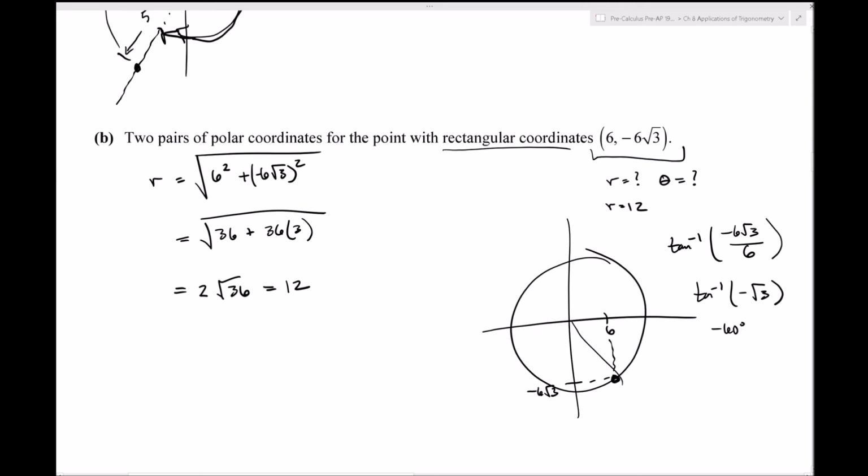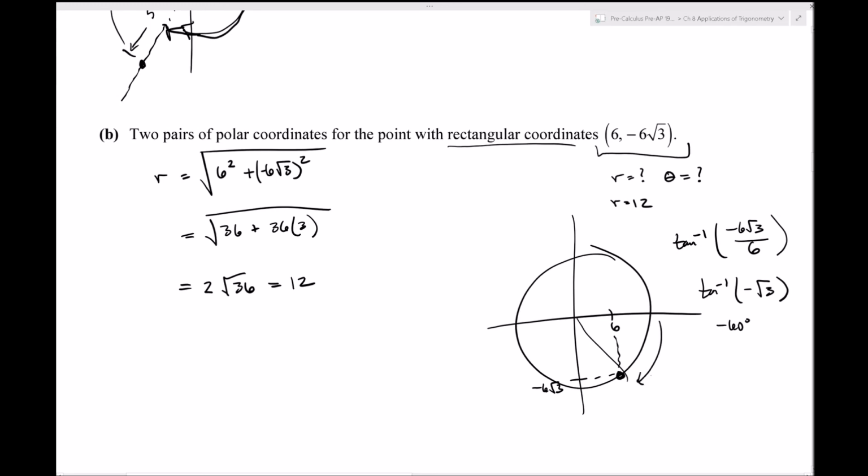And if you do inverse tangent of negative square root of 3 in the calculator, you're going to get negative 60 degrees. Negative 60 degrees is this. But what is that between 0 and 360? 300. So theta is 300. So that's the same thing as 300 degrees, is how that works.